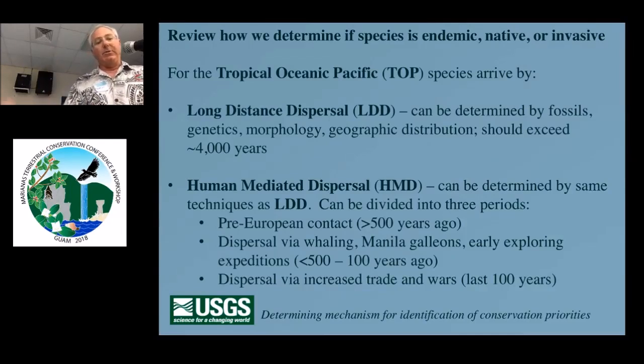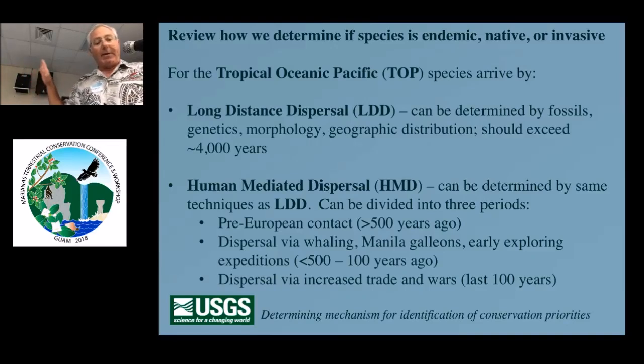The other is human-mediated dispersal, and we can determine it using the same techniques as long-distance dispersal, and it can generally be divided into 3 periods when a species might have arrived into a place. Pre-European contact, which is usually greater than 500 years; dispersal via whaling, manila galleons, early exploring expeditions, which often had poor biosecurity and introduced species; and then dispersal via increased trade and wars like World War II greatly increased the numbers of species showing up on islands.